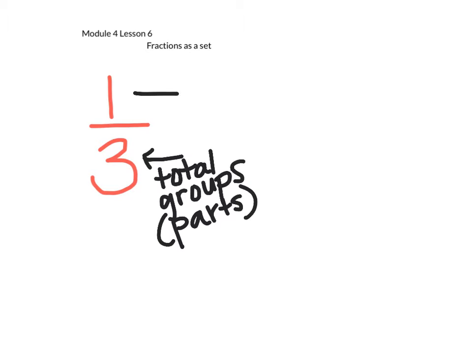The top number is going to tell us how much we have. So, top, how many we have. Bottom number is the groups or the parts. Top is how many of those parts we have. So in 1/3, we would break whatever number we are looking at into 3 total groups or into 3 parts. And we are only looking at one of those parts.